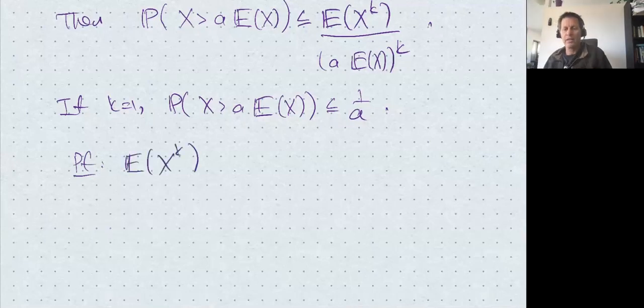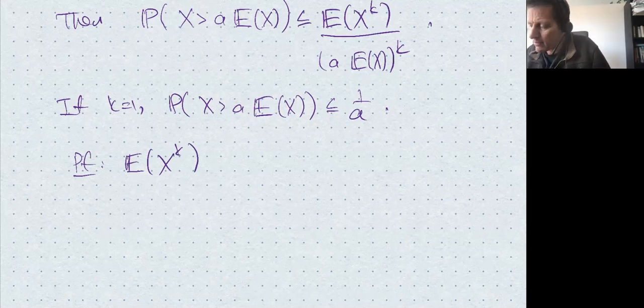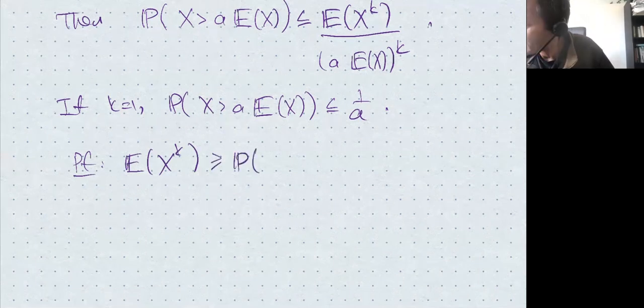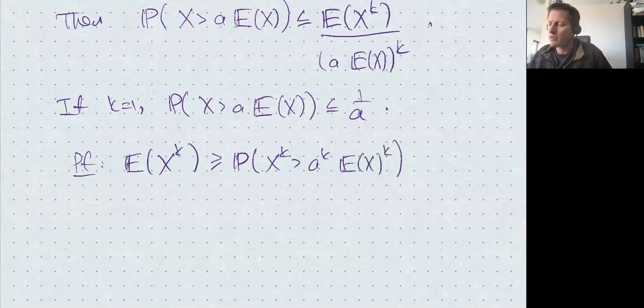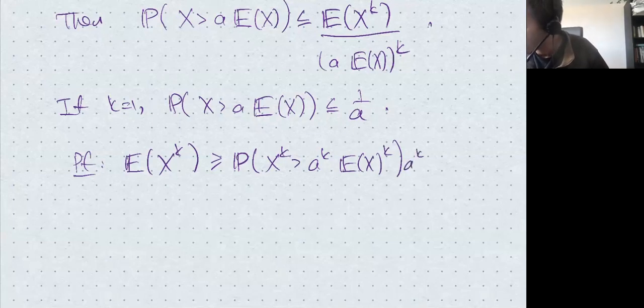I'm going to use the fact that x assumes non-negative values, and I'm going to estimate from below the expectation of x to the k. So x to the k, well, there's a certain probability that it's bigger than a to the k times the expectation of x to the k. And when this happens, the value is at least this.